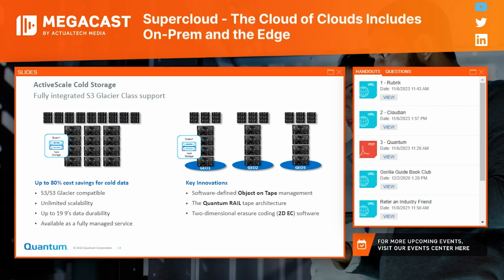In addition, with ActiveScale cold storage, we have a very parallel architecture based on the Quantum RAIL system. RAIL stands for Redundant Array of Independent Libraries, the same kind of concept as RAID technology, which distributes data in a parallel architecture for hard disks. The RAIL system provides a parallel architecture for tape systems, and so provides a very effective, high-performance, highly available infrastructure for building large-scale data stores at very low cost.